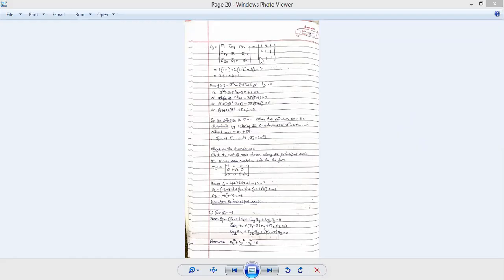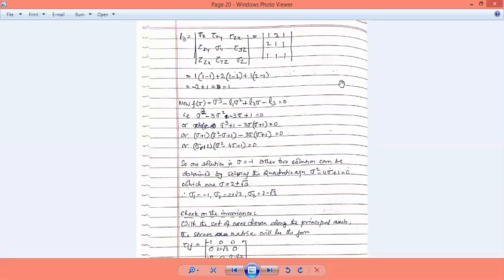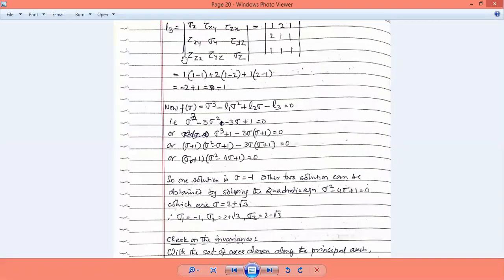Now from the equation, invariant L3 will be given by this equation, which we have already proved. Put the values 1, 2, 1, 2, 1, and so on, and as a result we get the value of L3 equal to -1.